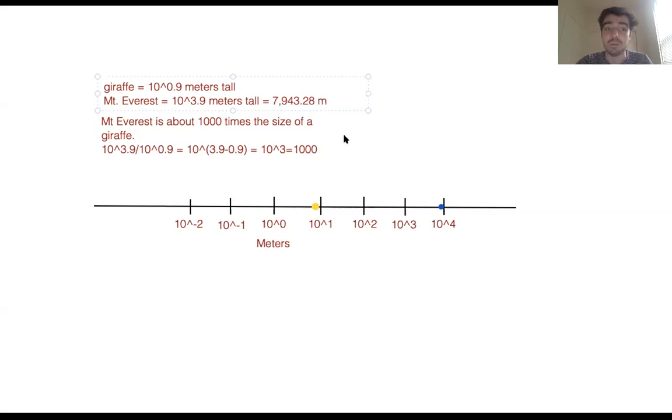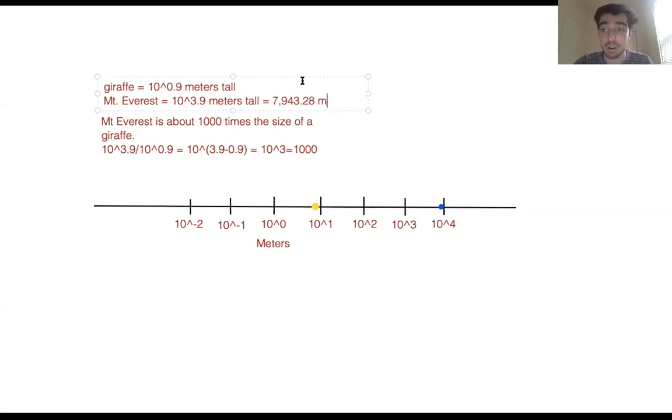The other way is, since we know that the giraffe was given to us as 8 meters tall, and we know that Mount Everest is 1,000 times the size of the giraffe, we could just multiply the 8 meters times 1,000. Get about 8,000, which is fairly close to here. Again, this is all fairly approximate. So either way would be a fair way of going about this.